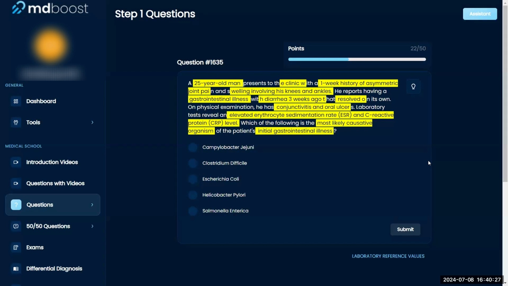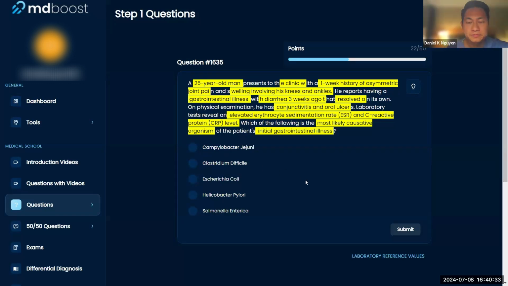It's not on its own. So it's not C. diff. C. diff usually comes after infection and use of antibiotics. I don't think it's C. diff. E. coli, inflammation, not sure about E. coli. Salmonella can cause osteomyelitis, but osteomyelitis is not a joint issue. It's more of a long bone issue. Let's take that one out.